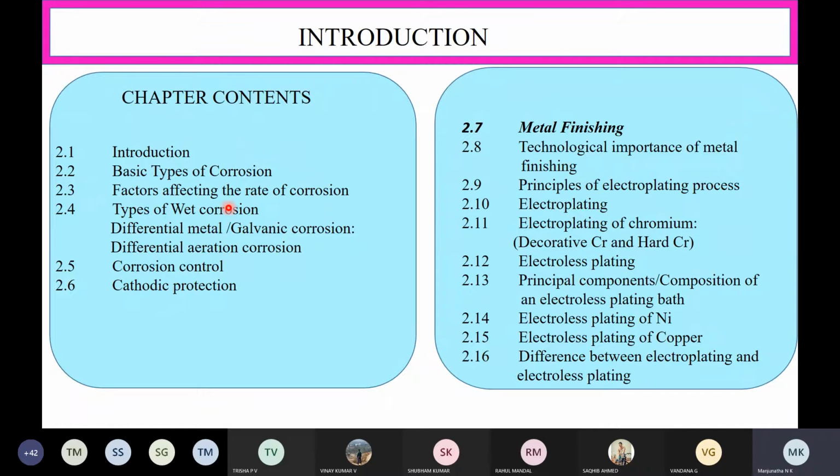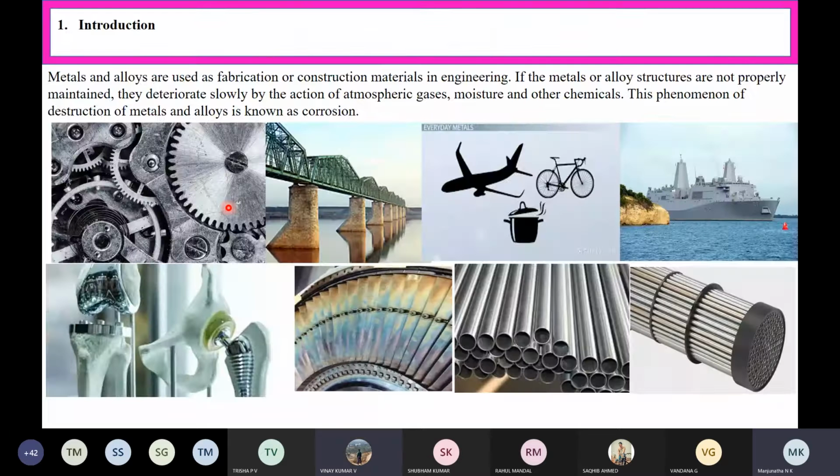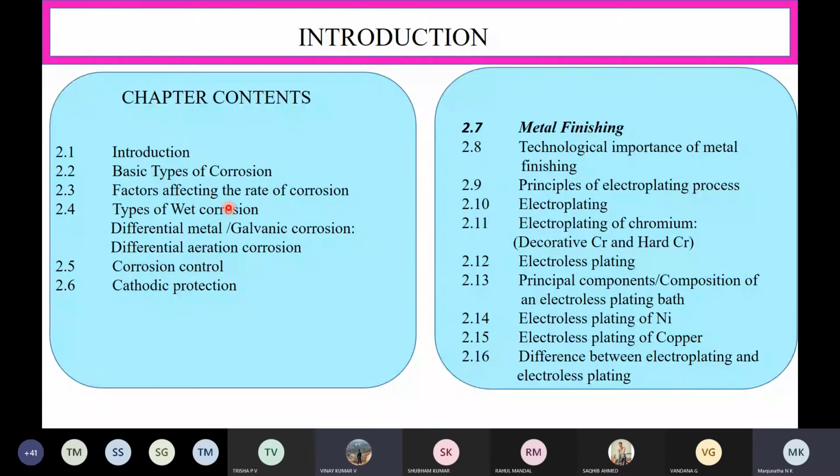So before going to corrosion, first coming to ore. Can anyone tell me what is ore? Raw materials. Ore is defined as a naturally occurring substance in the form of oxide. Whatever substances are obtained naturally in the form of oxide, that type of substance is called an ore.